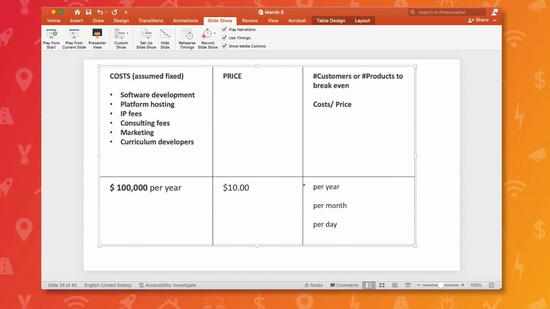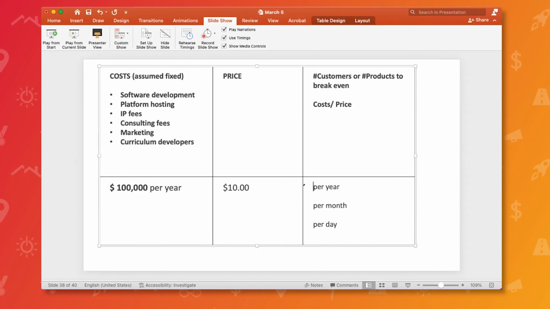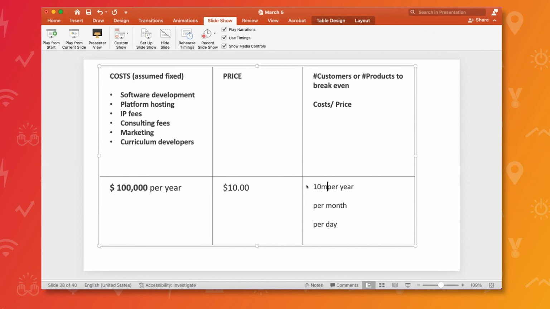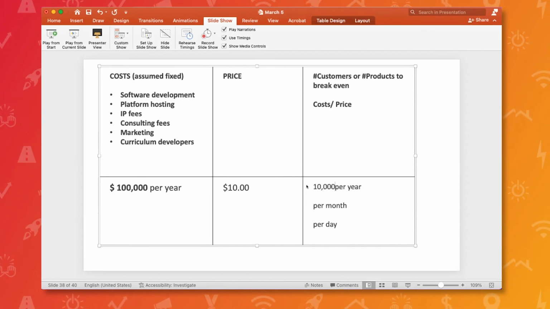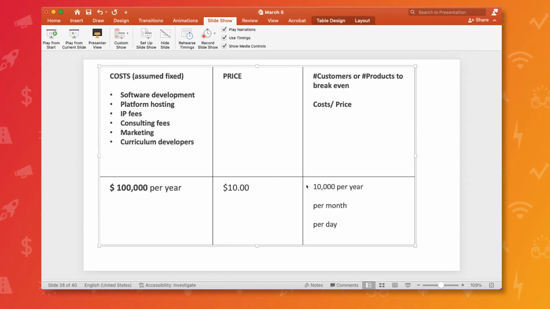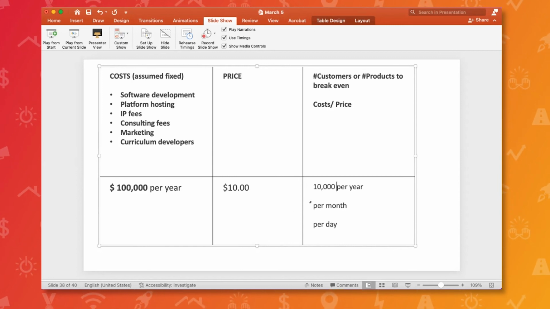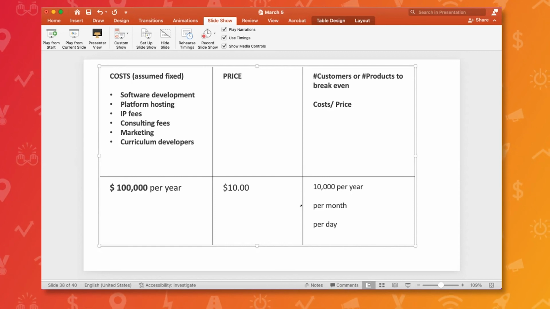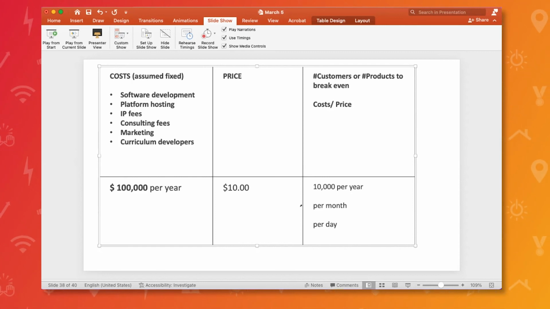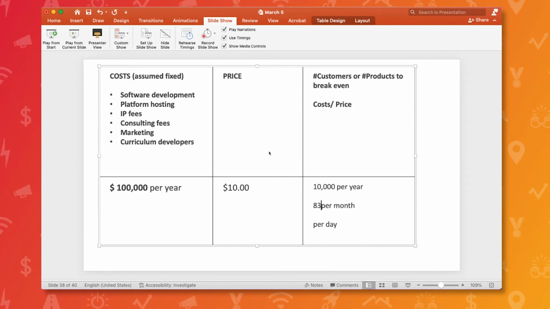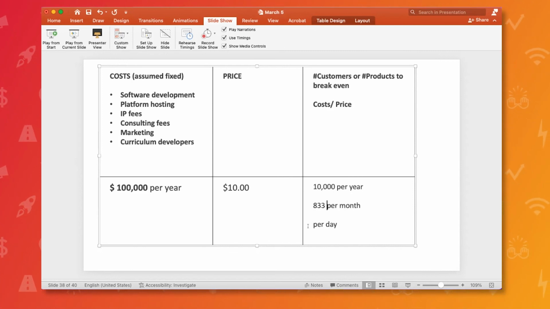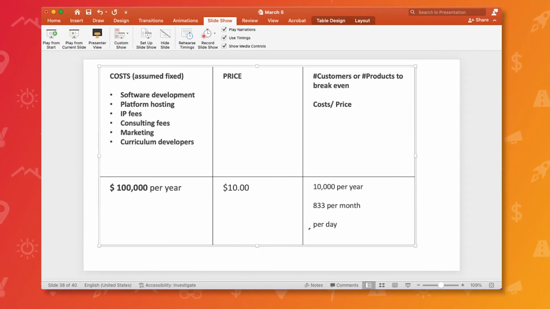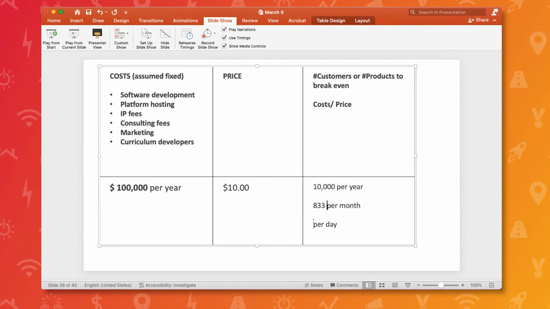10,000. Yeah. 10,000 customers per year to break even. How many do you need per month? About 834. Right? How many do you need per day, if you assume it's 30 days in a month? Maybe about 26 or 27 people.